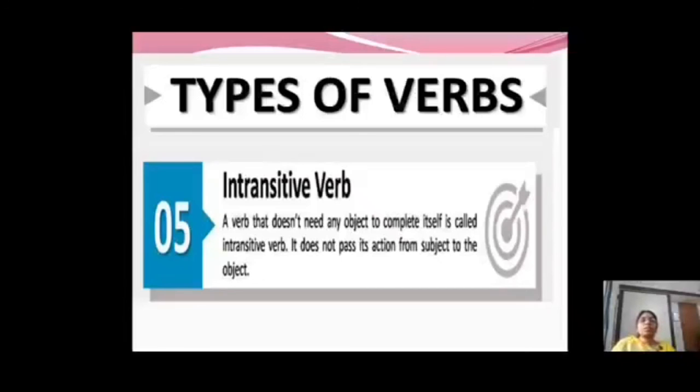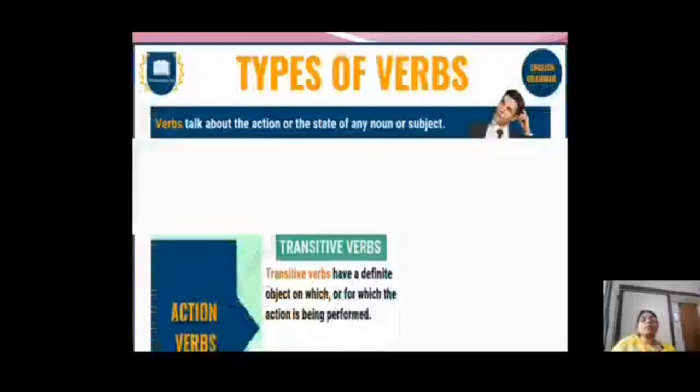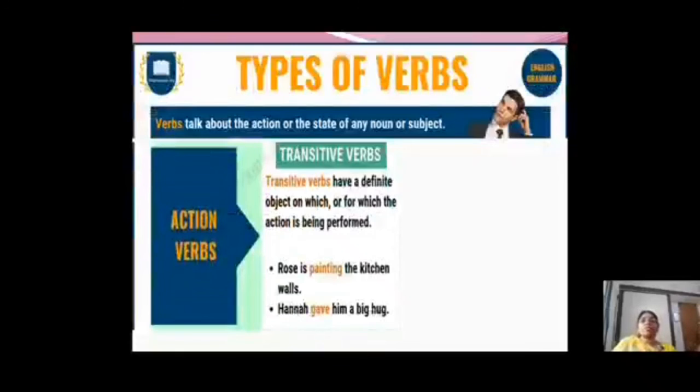It does not pass its action from the subject to the object. Transitive will pass the action, intransitive will not pass the action. That is one difference. And transitive needs an object, intransitive doesn't need any object. That is the second difference. Okay. So two differences I told you. Now we will see the actual differences. Right? Transitive verbs have a definite object to which the action is being transferred.